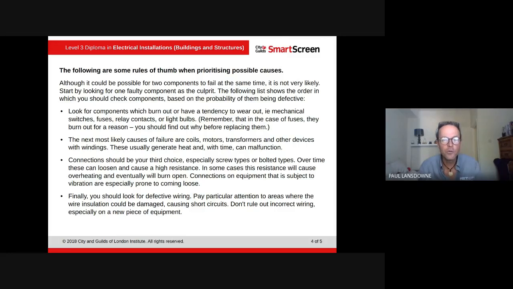Finally, you should look for defective wiring. Pay particular attention to areas where wiring installation could be damaged, causing short circuits. Do not rule out incorrect wiring, especially on a new piece of equipment.